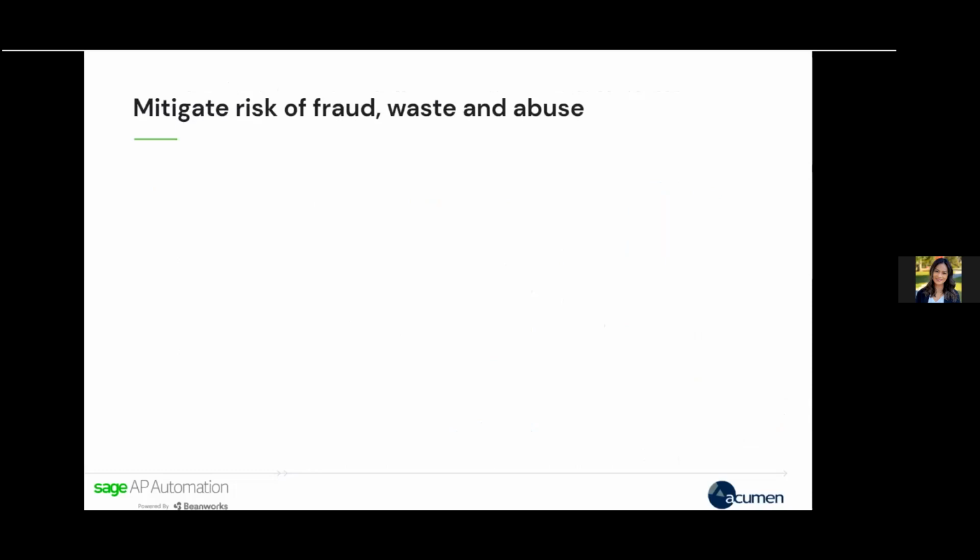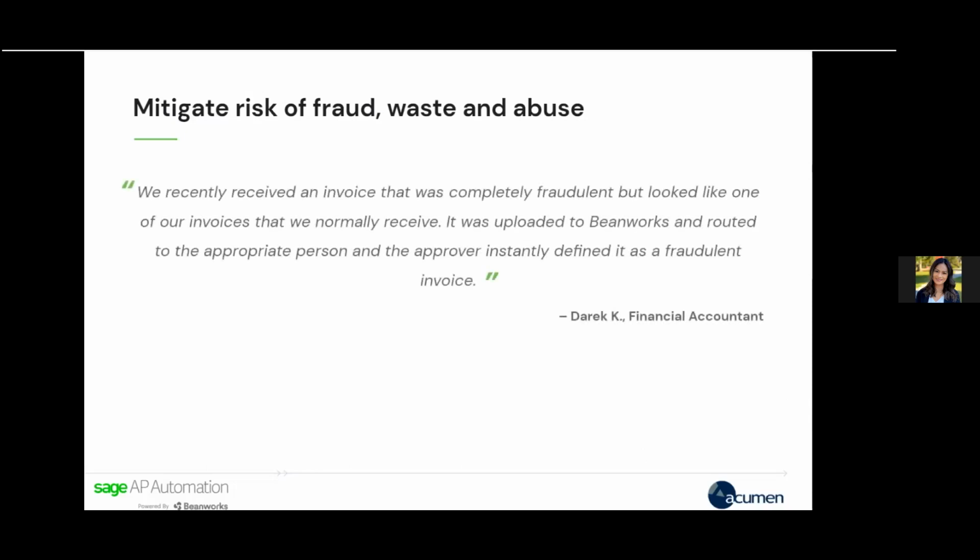The next benefit is mitigating the risk of fraud, waste, and abuse. We spoke with a business called Hearn Industrial about how automation helped them combat financial fraud. Their financial accountant, Derek, says, "We recently received an invoice that was completely fraudulent, but looked like one of our invoices that we normally receive. It was uploaded to Beanworks and routed to the appropriate person, and the approver instantly defined it as a fraudulent invoice." Now, if your accounting is primarily manual, it can take approximately 14 months before your business detects a fraud.